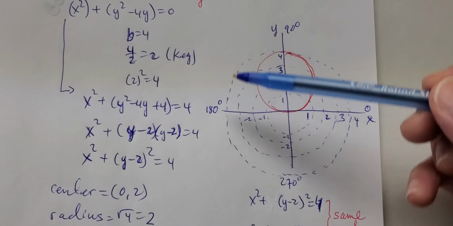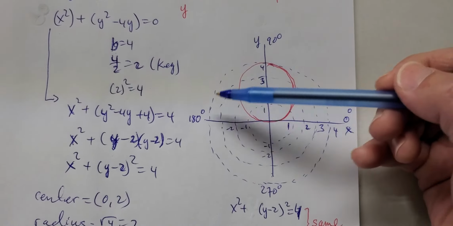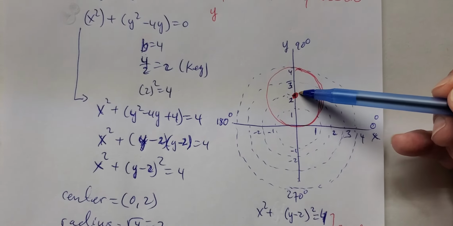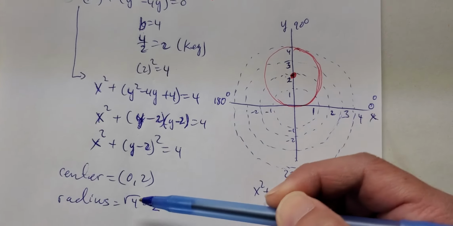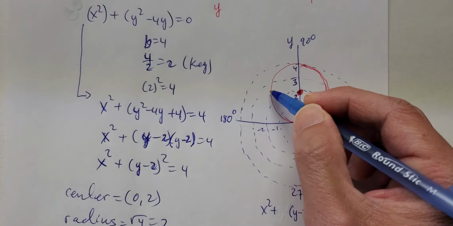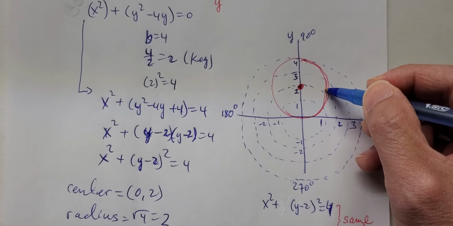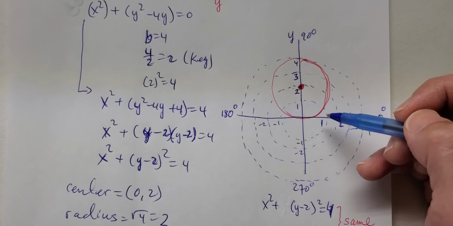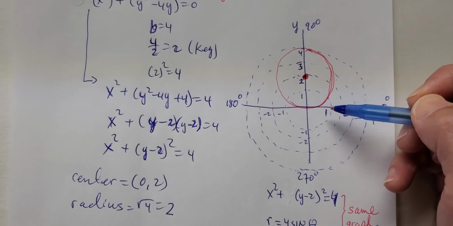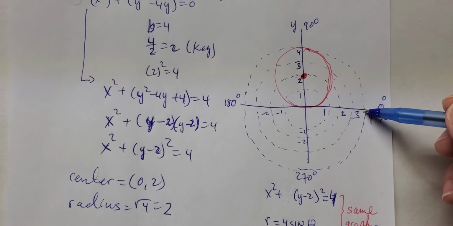So here's my graph. Here's my x, here's my y. Center 0, 2, which is right here. Radius is 2, so go 2 to the right, 2 to the left, 2 up, and 2 down, and that is the circle. In the polar graph, these dotted lines are my polar graph for every unit. So unit 1, and so on all the way to the other units.